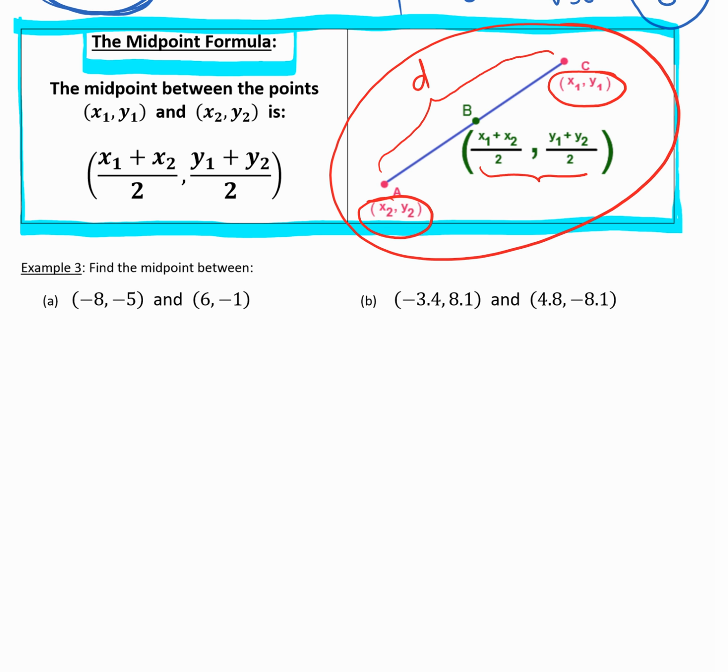And it looks like a complicated formula. You notice there's an x value here, because that's the left portion of this point. And then there's a y portion here.